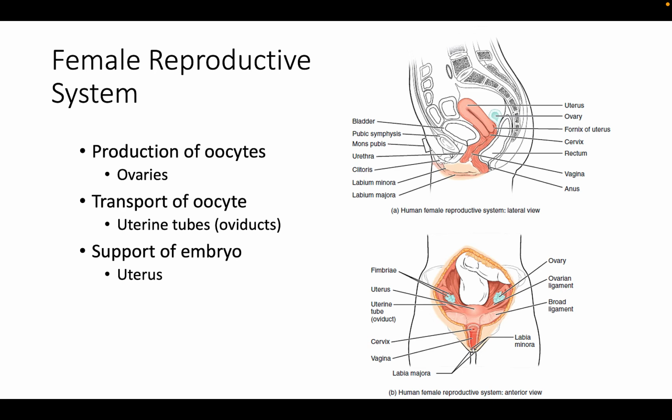All right, now the female reproductive system. This functions to produce gametes and reproductive hormones just like the male system, but it also has the additional task of supporting the developing fetus and delivering it to the outside world.